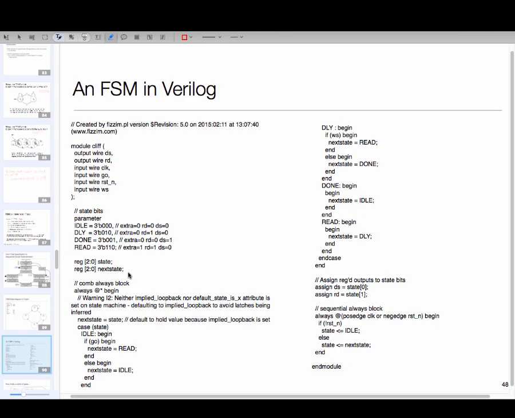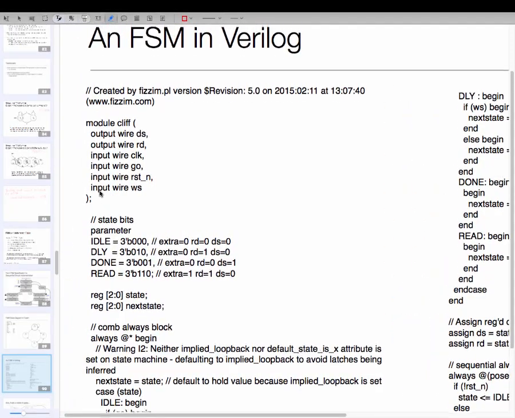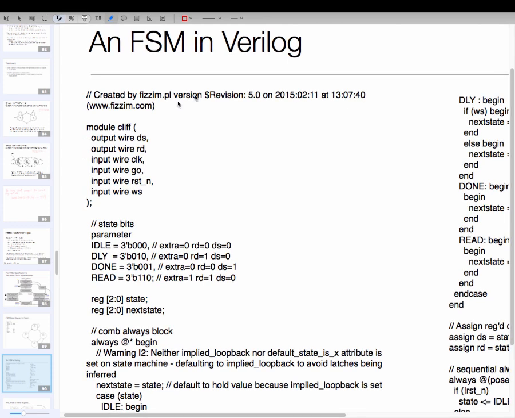What this tool does is output this Verilog, and in the process it does the state assignment for you. So let me walk you through what the Verilog looks like. Again, you will not be writing this, so don't be spooked by it, because it's just a mass of program-generated code. It says created by fism.pl. I did not write it. I just cut and pasted.